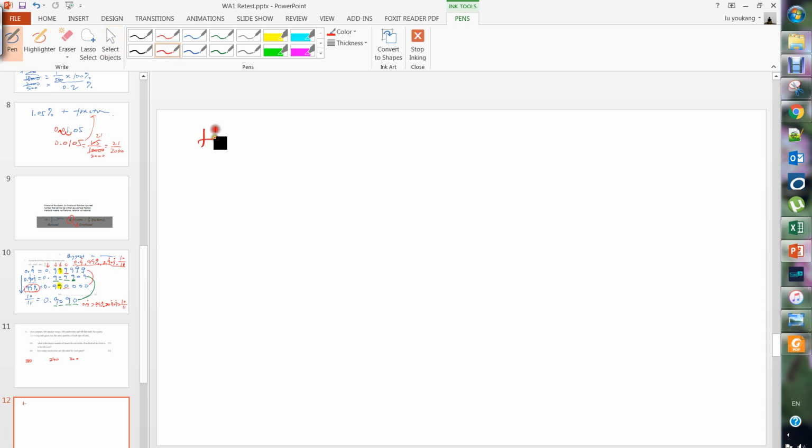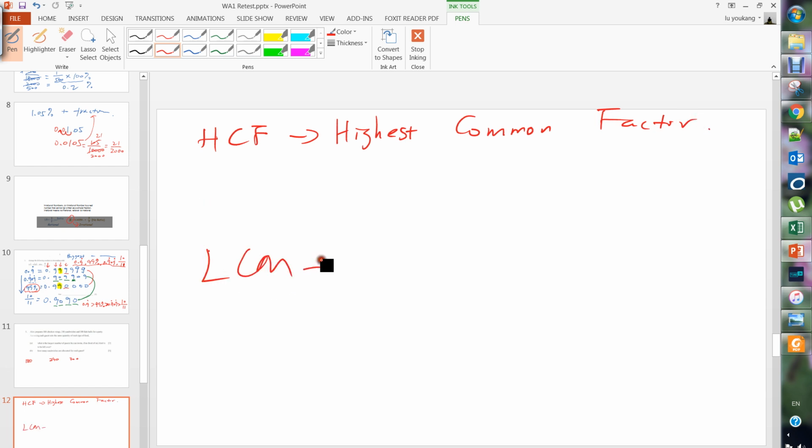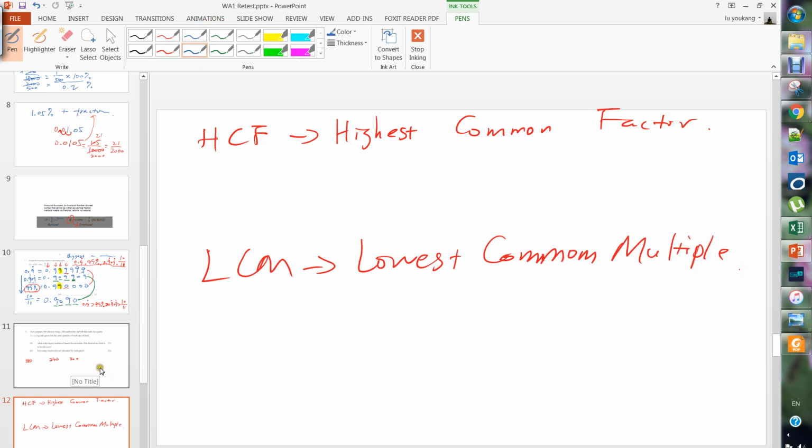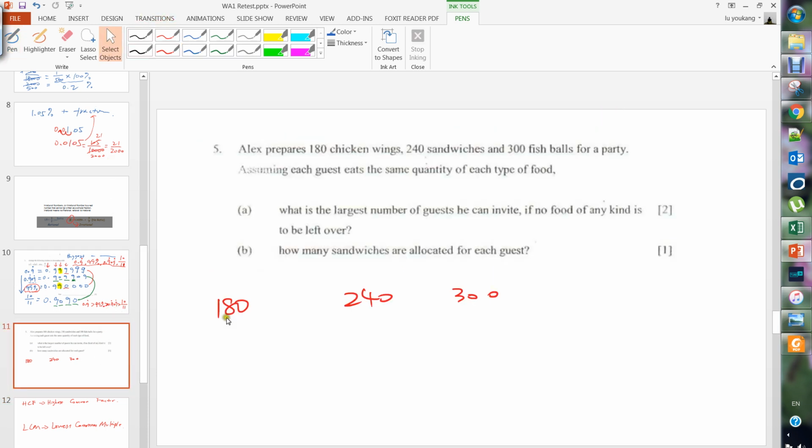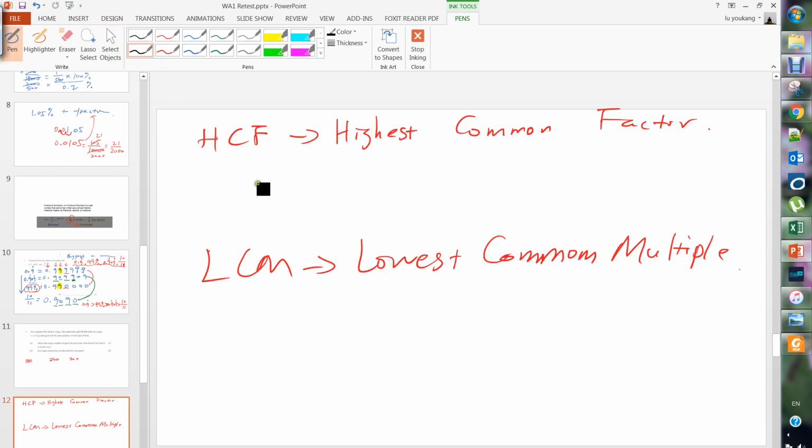HCF means highest common factor, and LCM is lowest common multiple. So for HCF, let's come back to this question. You have 180 and 240 and 300. Okay, before I do that, let me give you some examples.